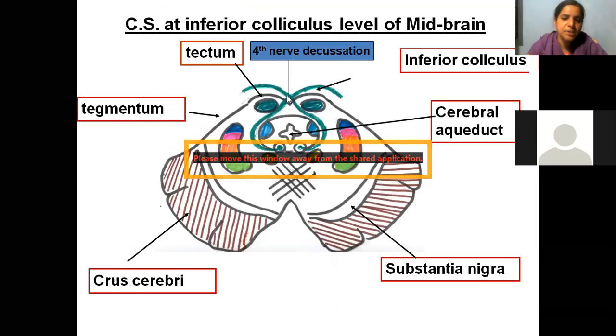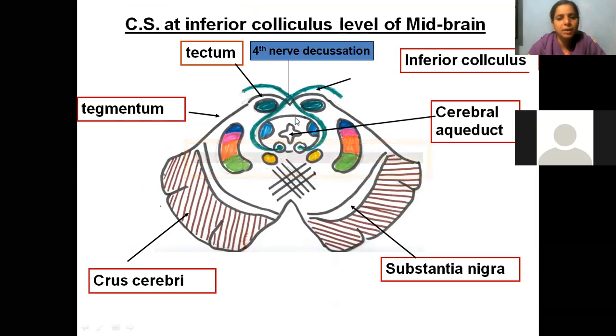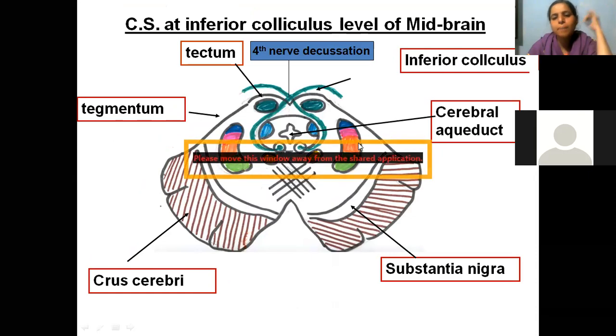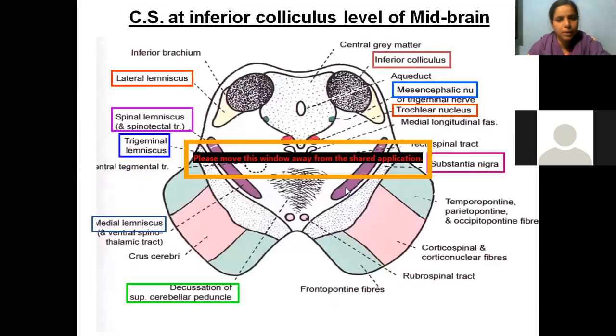Now this section is at the level of the inferior colliculus. Again, this is the cerebral aqueduct. This is the periaqueductal gray. Then you find the dorsal part is the tectum and the ventral part is the tegmentum. The ventral part is further subdivided into the same areas: the crus cerebri, the substantia nigra, and the tegmental part. Same names, only the level is changing now.